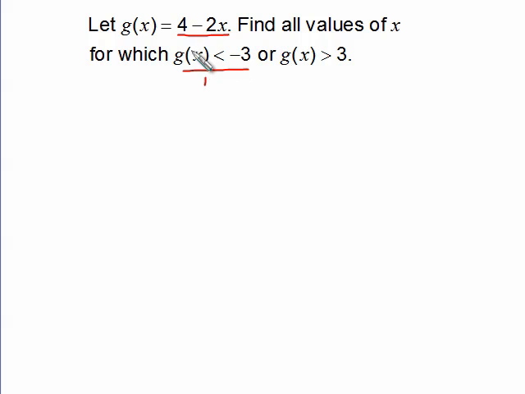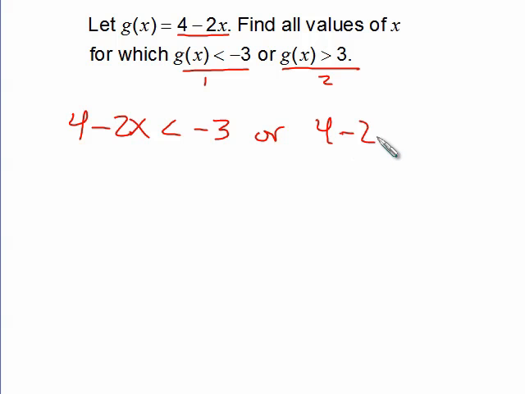It tells me that g of x, which is 4 minus 2x, needs to be less than negative 3, and then I'll go ahead and put the word or here because that's important. And then they tell me the second one is g of x, which is 4 minus 2x, is also greater than 3. So these are the two inequalities that I need to solve.